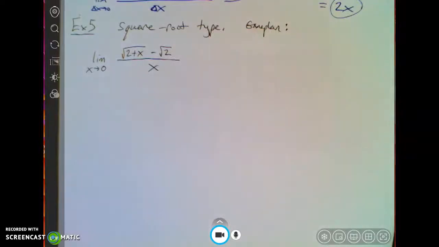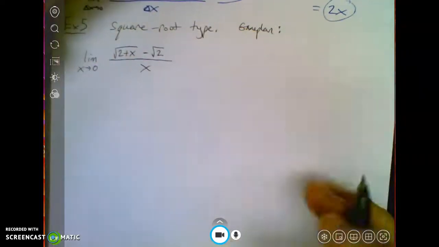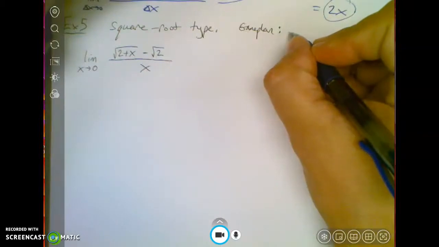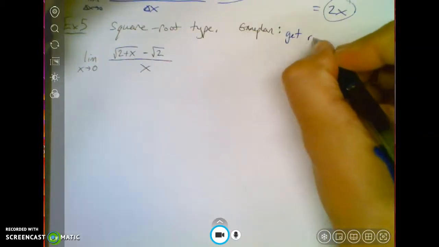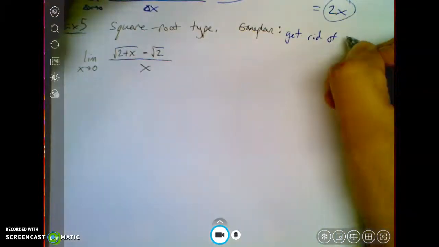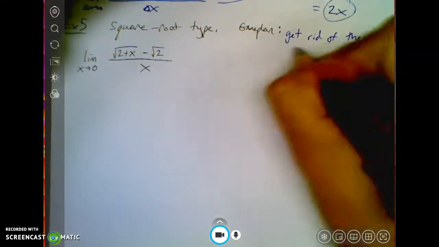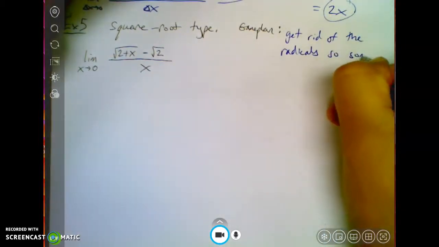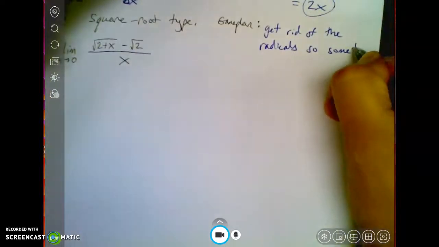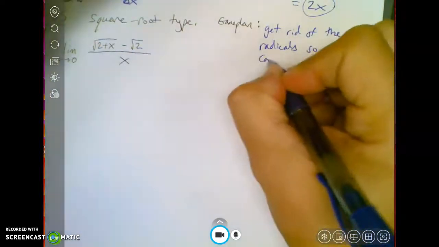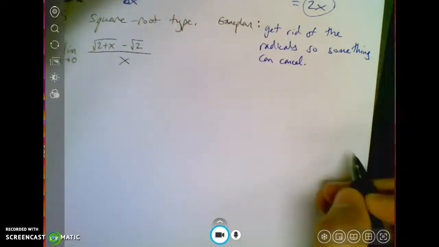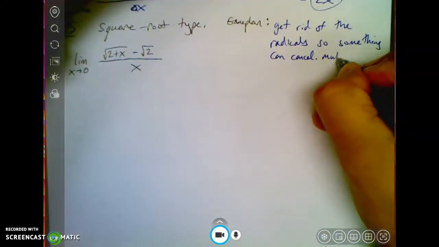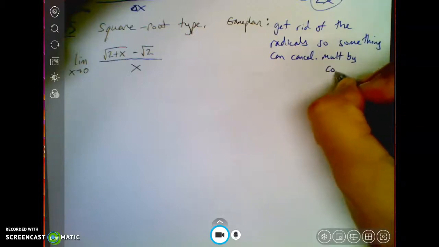All right, here's part 2, and here's a couple weird ones. The square root type of problem, our game plan will be to, we want to get rid of the radicals. So something can cancel. And the way we do that is we multiply by the conjugate.